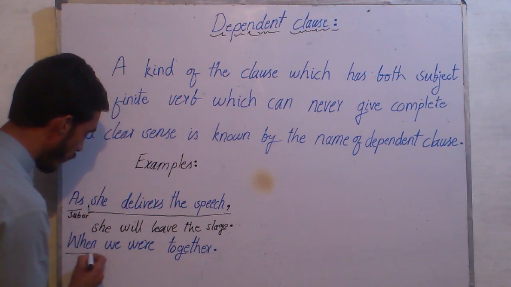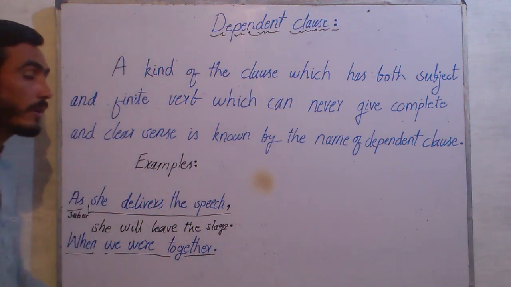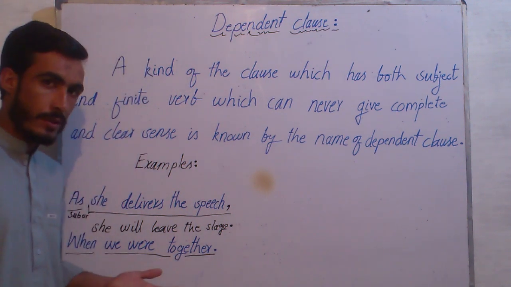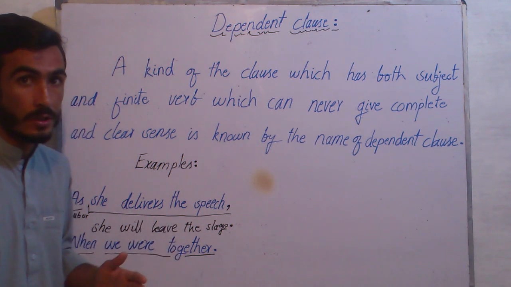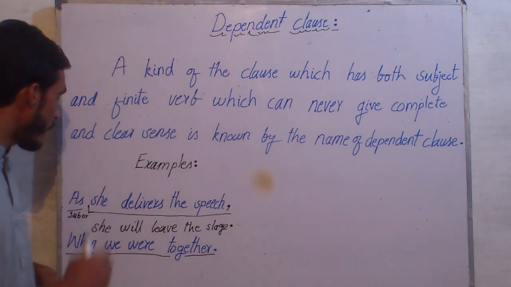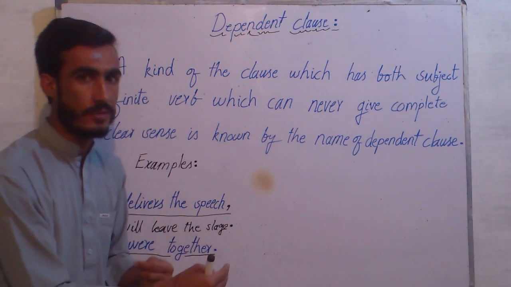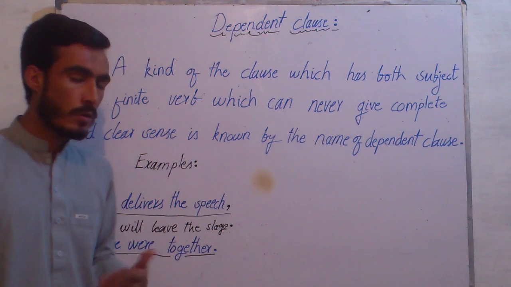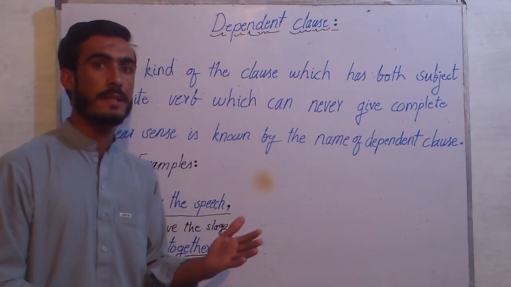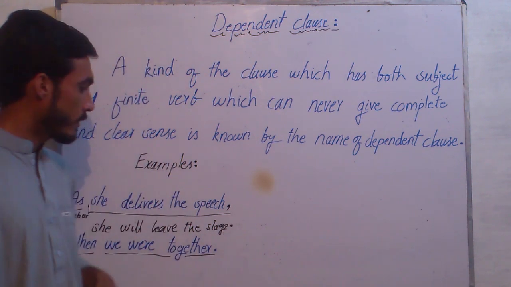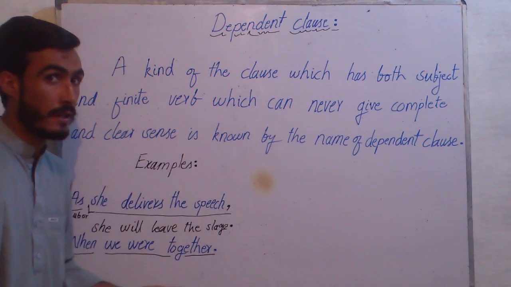And after that we are having another example. When we were together, and full stop. When we were together, what? It is not mentioned. What happened? Not mentioned. What we had? Not mentioned. What we were? Not mentioned. Remember, dependent clause. We call it a dependent clause because it gives half sense, such as here, when we were together. It is not mentioned what we were doing, what we were, what we had, just when we were together. So that's why we call it dependent. It is dependent on the other clause, on the independent clause.